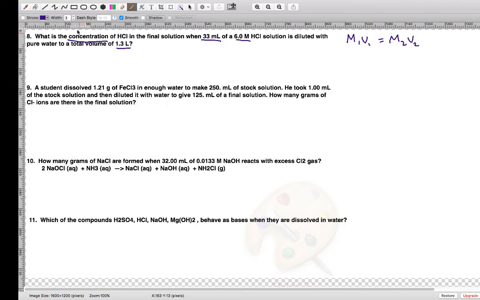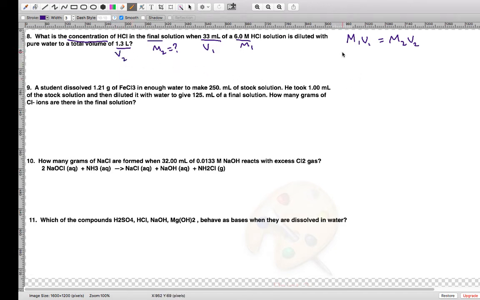Here it says concentration of the final solution. That means we're talking about the molarity that you end with. That's what they want to know. This is what they started with. This is the volume 1. This is the molarity 1. And the total volume at the end, that's the volume 2.